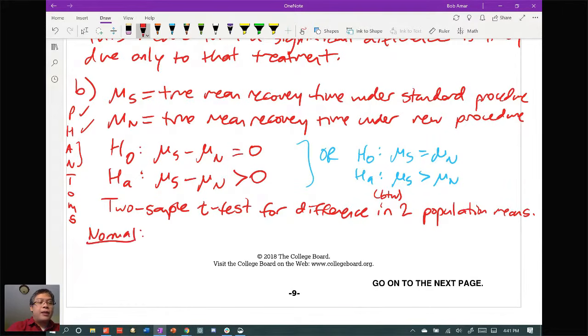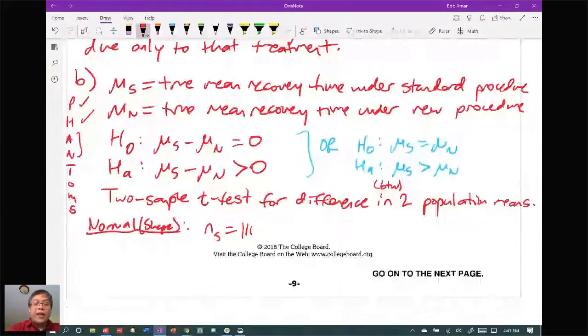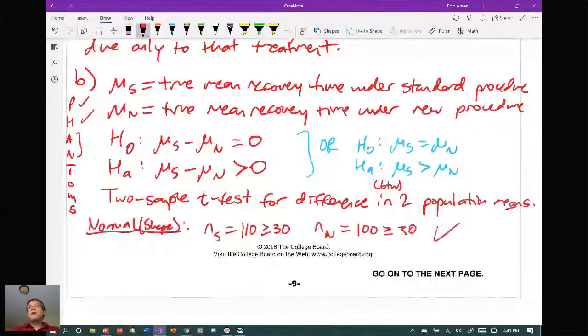The normality condition is the shape condition. I'm actually going to write that on here. So the shape condition: the number of people in the standard treatment group, 110, is bigger than or equal to 30. It's a difference in means, so that's why I'm checking that it's at least 30. And the people in the new group, that is 100, which is bigger than 30. So this condition is met.